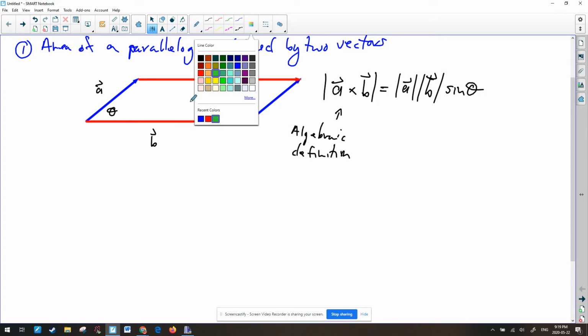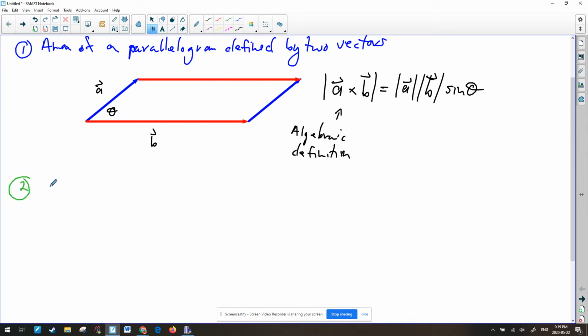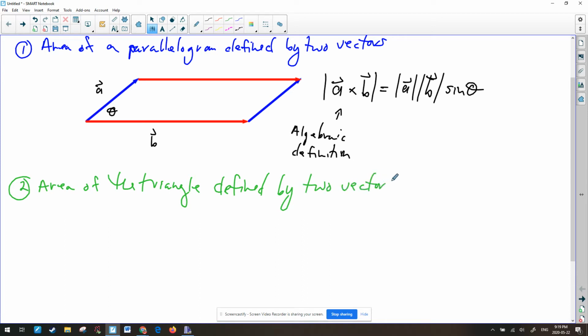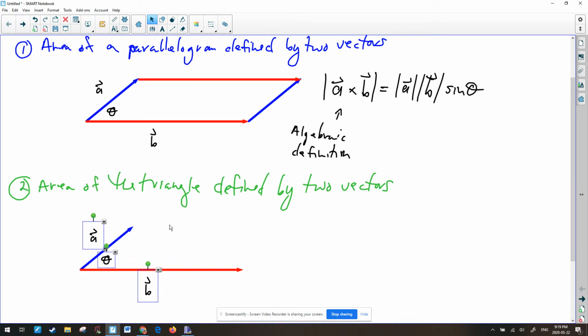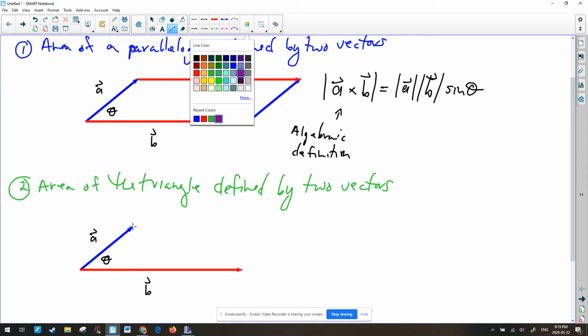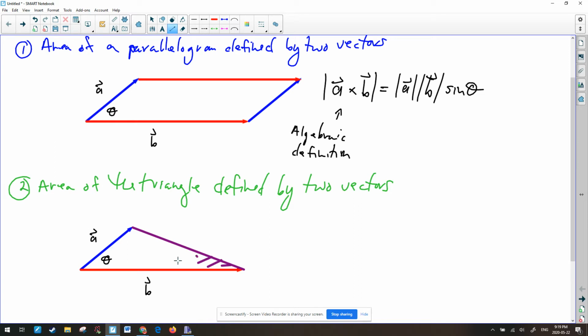How about this color? So second one, how about the area of the triangle defined by two vectors? Okay, and I'm going to simplify my life here. This is why Smart Notebook is handy. I'm going to clone that stuff, pull that on down here. And then if we thought about the triangle, that's too thick, don't be silly. So this is a triangle. It's defined by those, right?